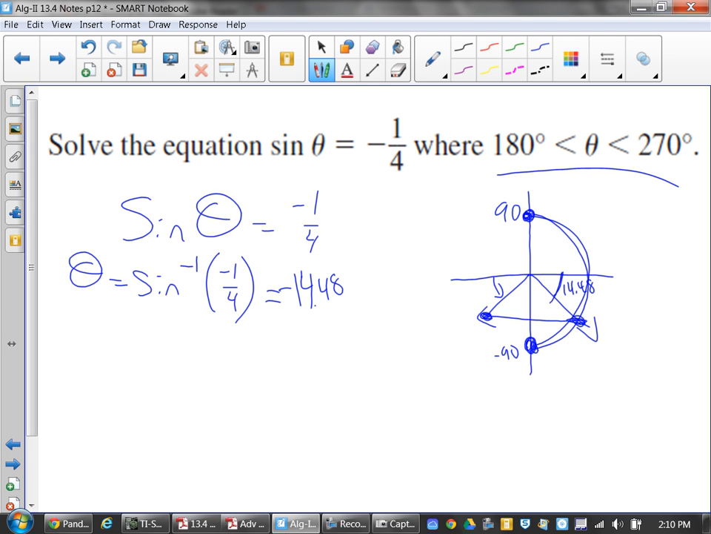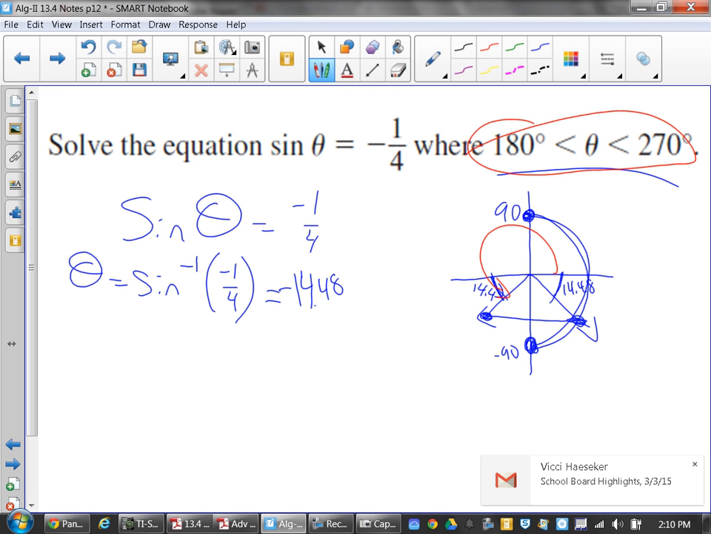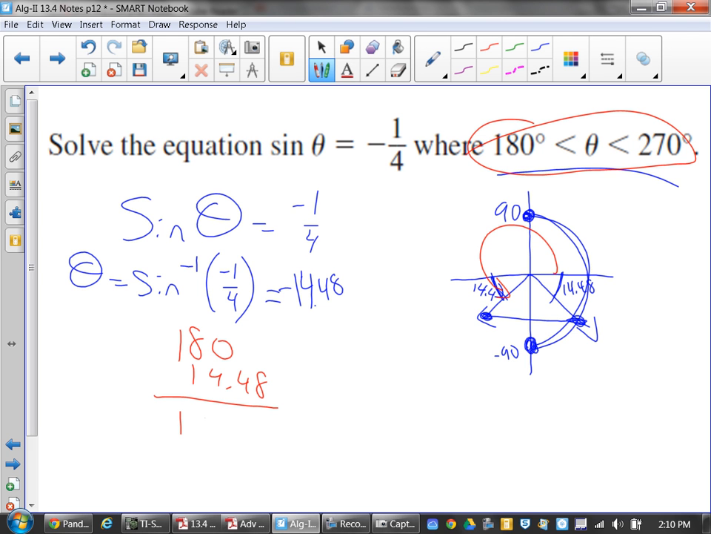So now, how do I find, if I have a reference angle of 14 and change, what will my angle be in that third quadrant? 180 minus 14. If it was 180 minus, I'd be moving up, wouldn't I? 180 plus. 180 plus, because you have to add your reference angle to drop below that, because you're going to find the angle that is between 180 and 270, and it's right there. So that becomes 180 plus 14.48, 194.48 degrees.